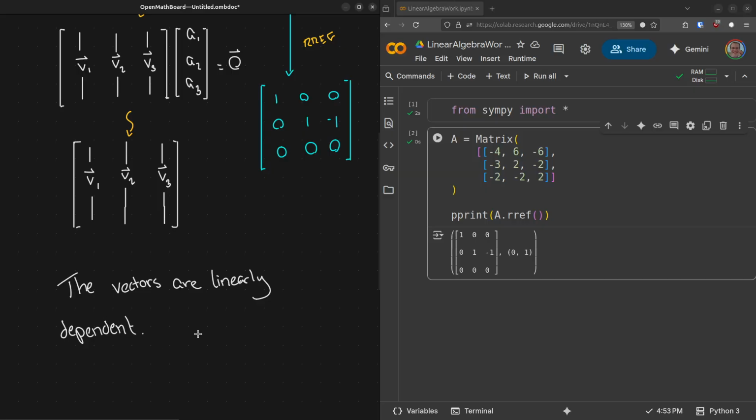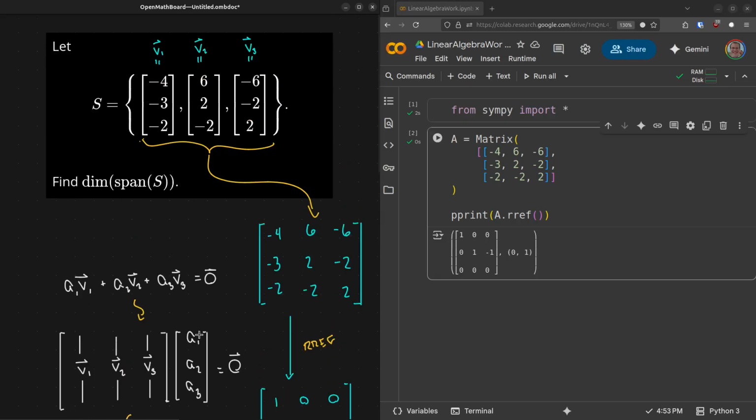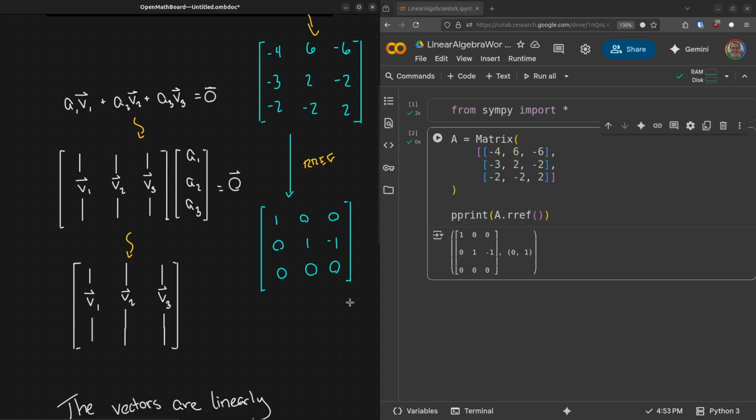Which means I don't have a basis, right? They span the space, but they are not a basis because they are linearly dependent. I need them to be linearly independent to have a basis. So the question now is, which is the redundant vector? Which can I take out so that I still span the same space? Okay? Well, this same matrix actually gives us all the information that we need.